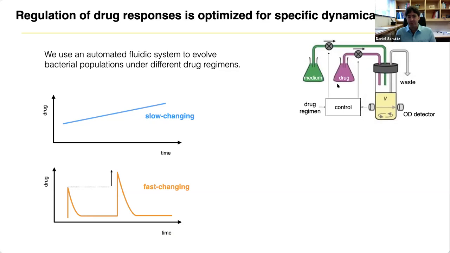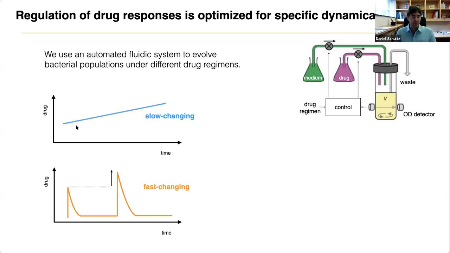Another device here is a fluidic device where we can propagate continuous cultures. We have a growing culture here, and we can drip fresh medium and drug automatically and measure optical density. We can control the environment that these cultures grow in very precisely, and we can impose different environments on them and propagate them long term, so they evolve.